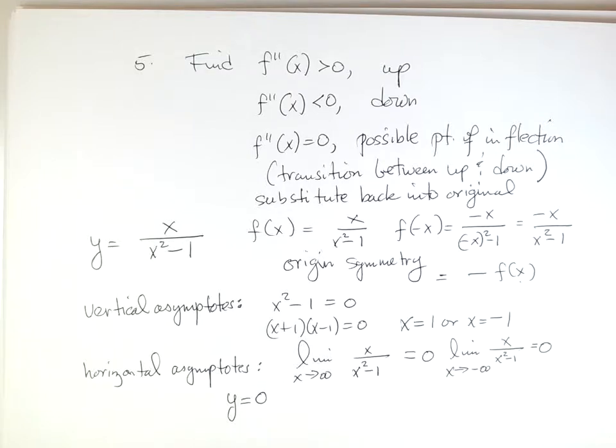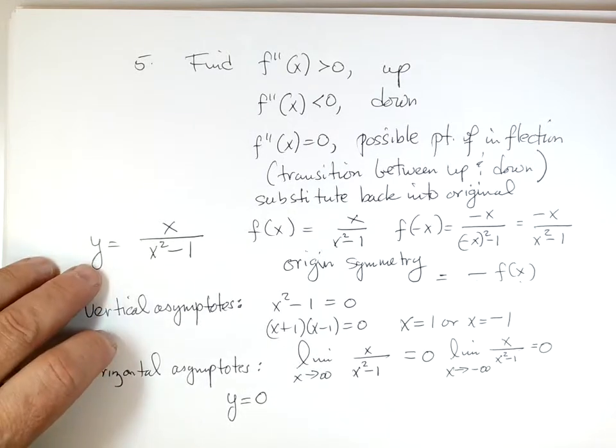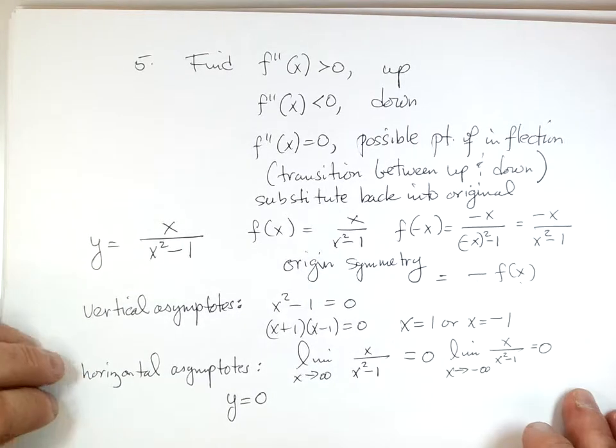We're going to 0 because the denominator is going to grow faster. As long as the degree of the denominator is greater than the degree of the numerator, that limit will be 0. Okay, so we have vertical asymptotes, we have a horizontal asymptote at the x-axis. All right, let's go. Next page.